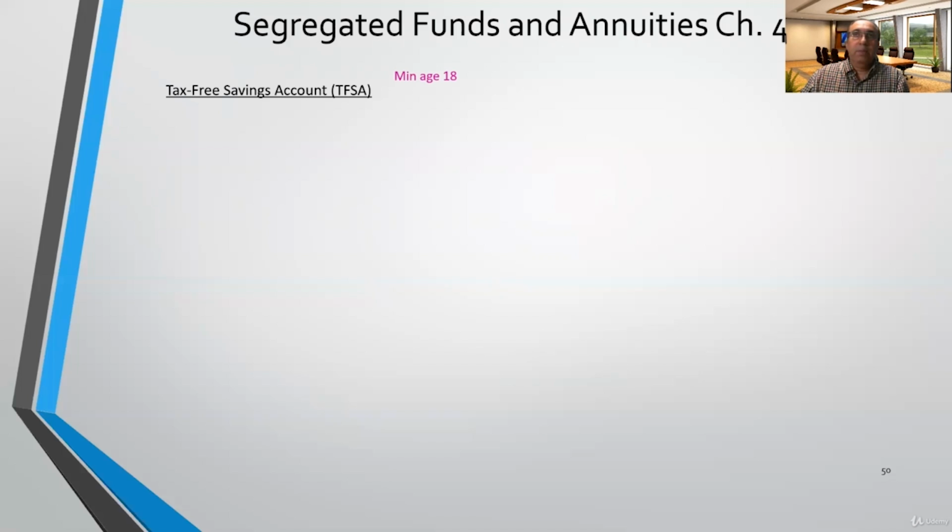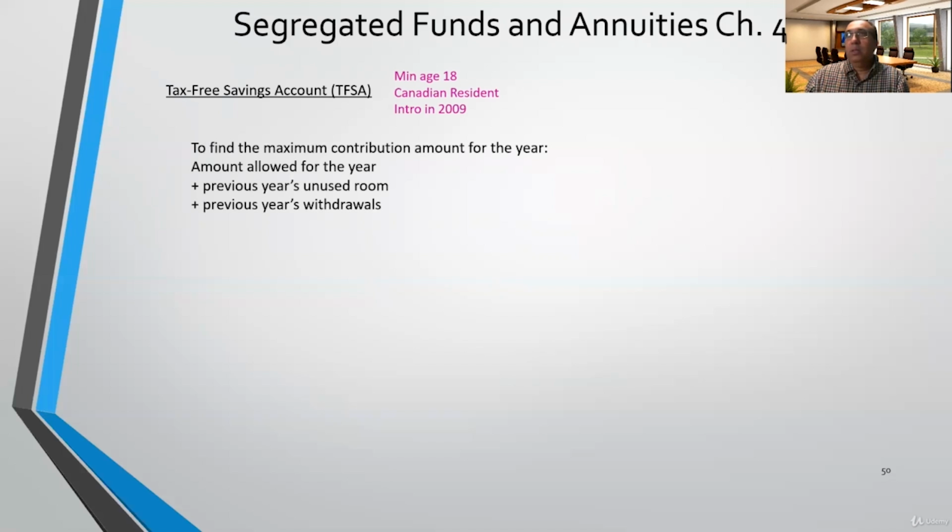With the TFSA, the minimum age to contribute is 18, and you must be a Canadian resident. This was introduced in 2009. You don't need to memorize it, but usually the amount is like $5,500 or $6,000 or $5,000. One year was 10,000. Whatever the value is, you can add up the previous years' unused room to it, and also any withdrawals from previous years, which are added to the amount.